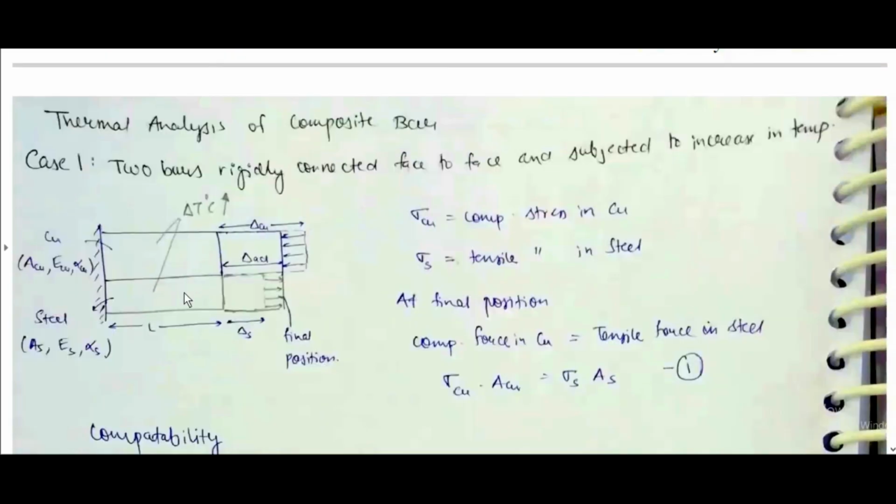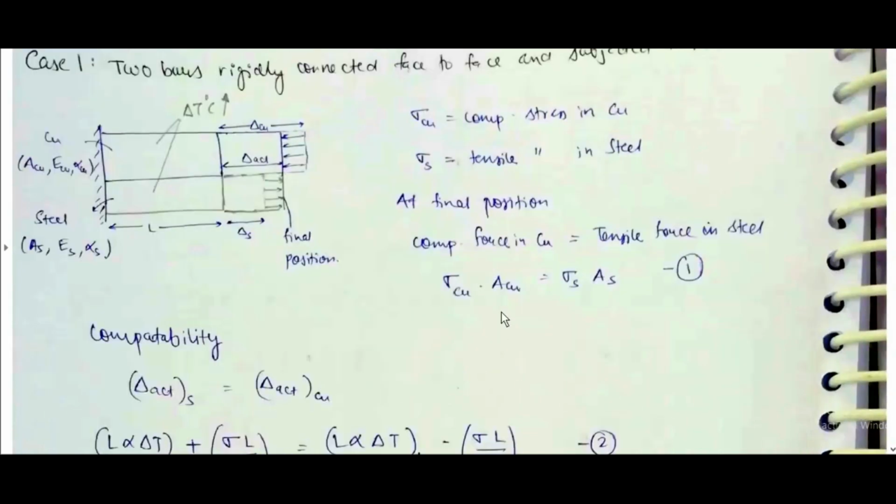Copper expands more because of more alpha. Alpha copper is more, so it expands more. Alpha steel is less than alpha copper, so it expands less. So this copper will be pulling this steel. Due to that, tensile stress will be generated in steel, and this steel will be pulling this copper, so compressive stress will be generated in this copper.